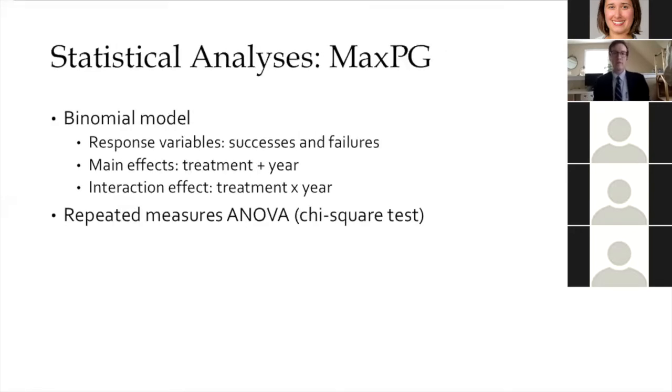The one difference: we performed that repeated measures ANOVA for all of the variables, except for the binomial variable. We developed a binomial model instead, where the response variable was those successes and failures. And again, it's the main effects for treatment and year, and the interaction effect was treatment times year. It was also like a repeated measures ANOVA, but the p-values were calculated using a chi-square test instead of an F-test because it's a binomial variable.